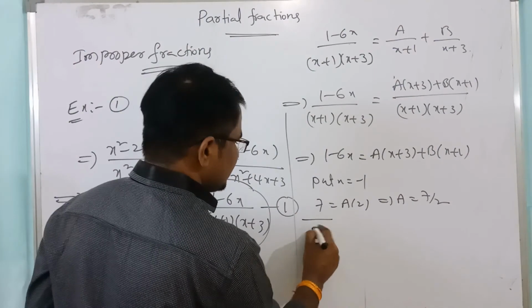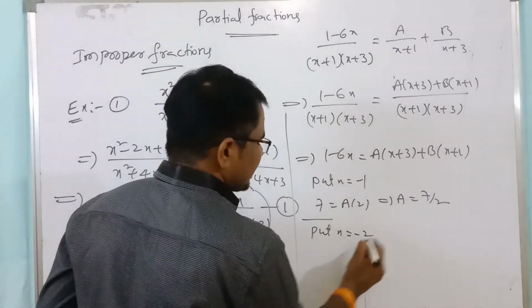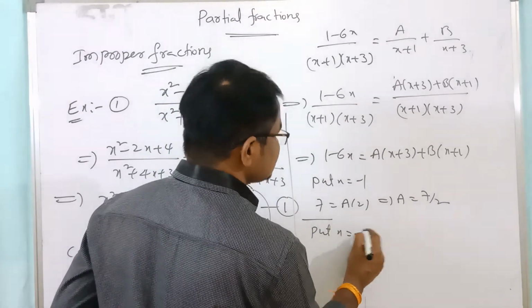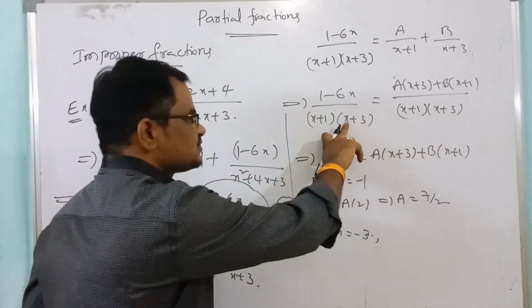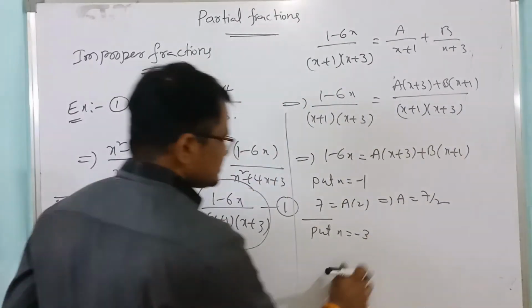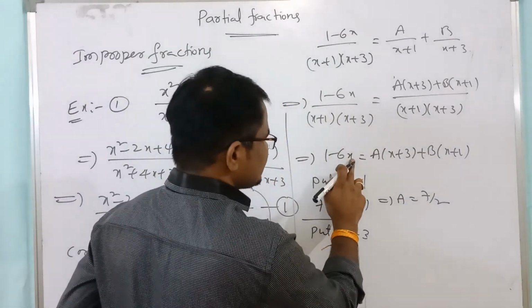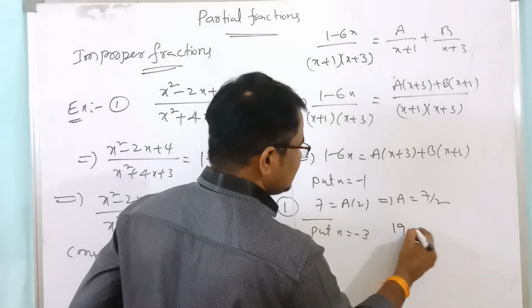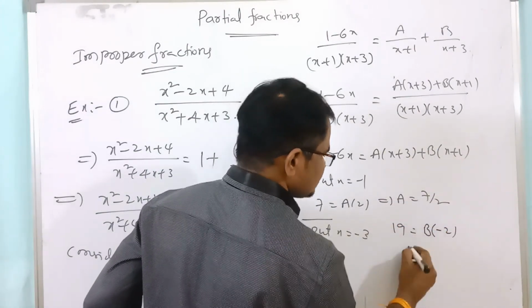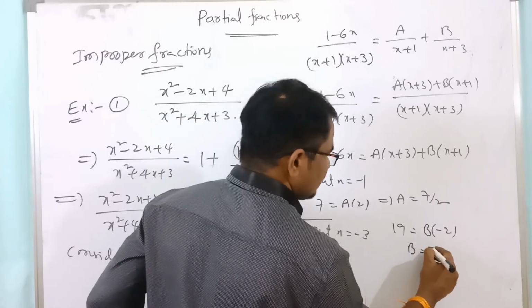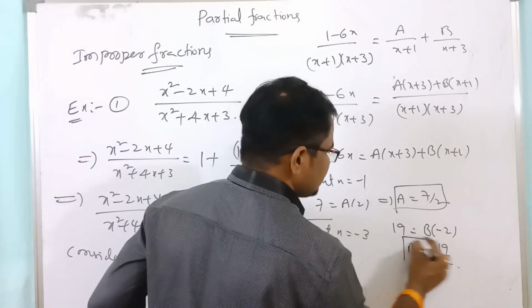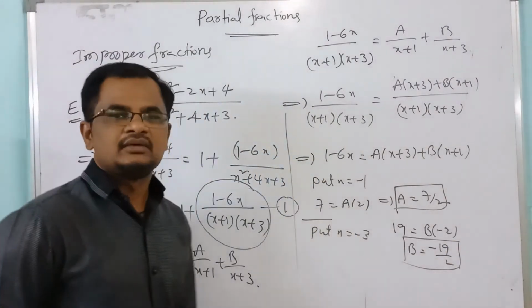Right? Next again put x equal to minus 3, because if you substitute here, x equal to minus 3 plus 3 is 0. So x equal to minus 3 if you substitute, here 19 you will get, this becomes 0, and b into minus 2. So b equal to minus 19 by 2. So a value is 7 by 2 and b value is minus 19 by 2.